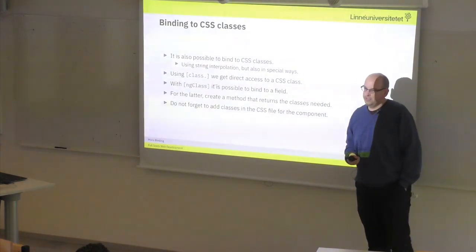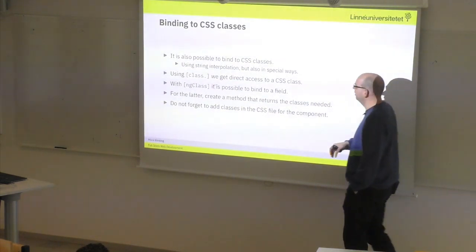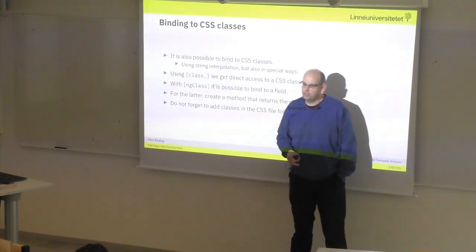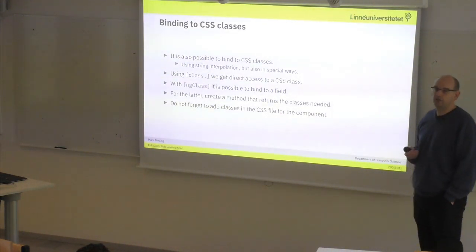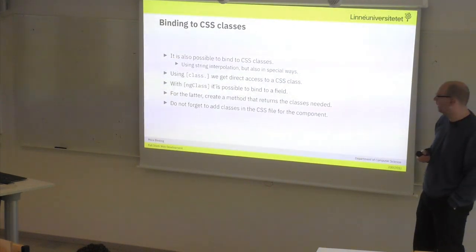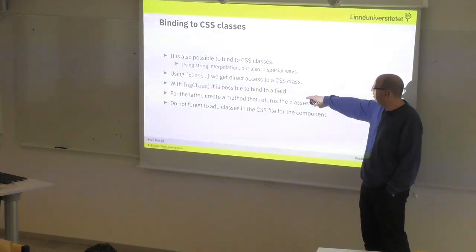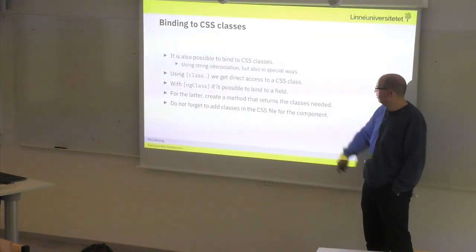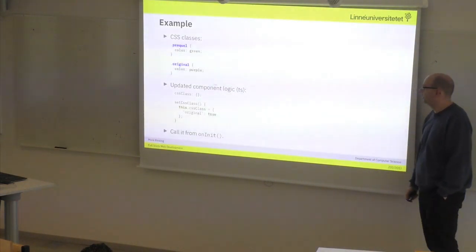We can also bind to CSS classes, and I won't go through this because it's kind of boring, but it works exactly the same. We have something called class dot something or ng class. We'll look more into these with better examples when we get to validation, or rather error messages later on. So it's possible for us to get directly to a CSS class or to bind to a field that contains a number of different CSS classes that we would like to use. And if we want to do that, we need a method to return that.